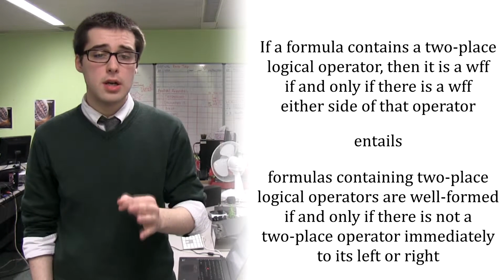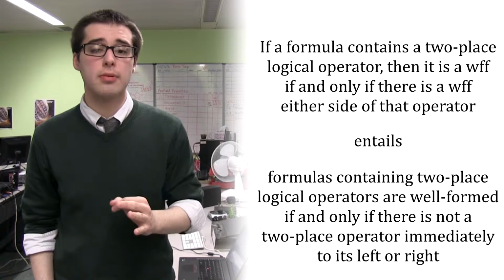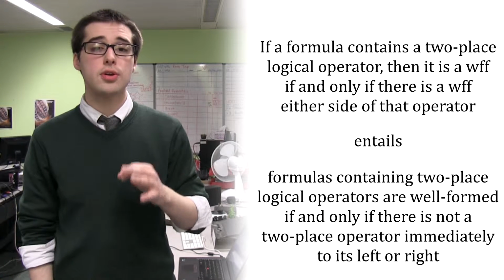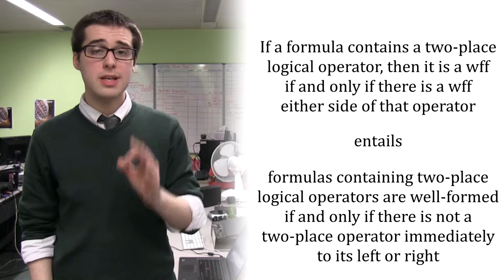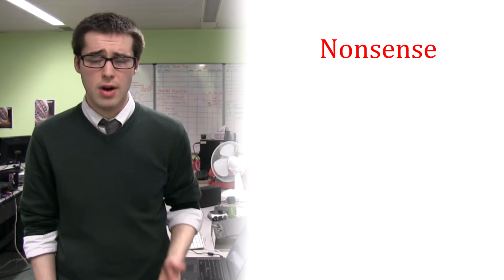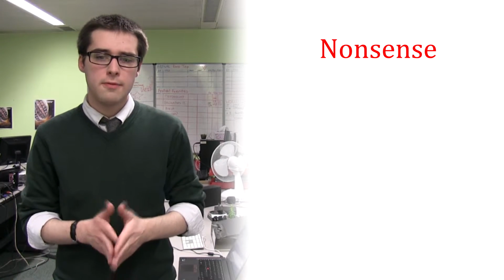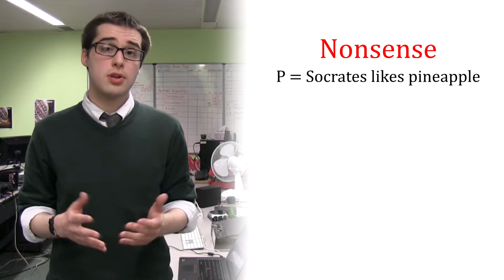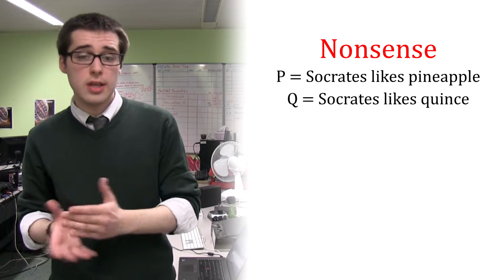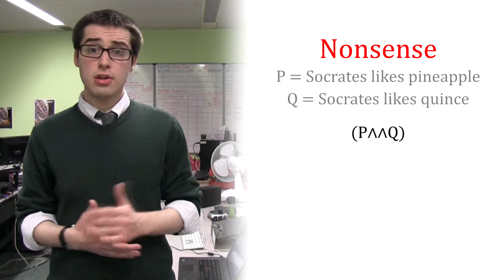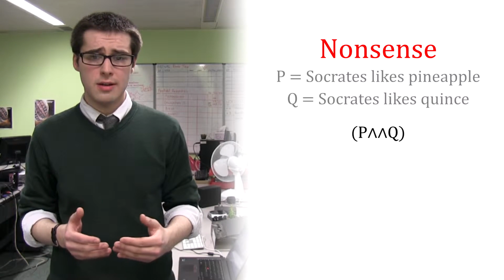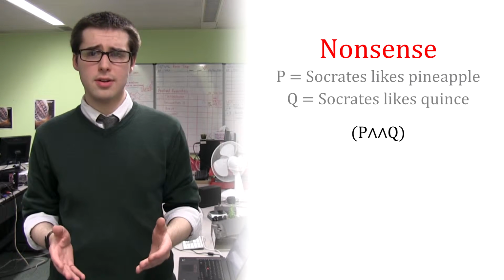If a formula contains a two-place logical operator, then it is well-formed if and only if there is no other two-place logical operator immediately to its left or its right. Consider what nonsense we could write if this were not the case. For example, if P equals Socrates likes pineapple and Q equals Socrates likes quince, then this means Socrates likes pineapple and Socrates likes quince. And unless we had our rule of grammar, this would be acceptable.